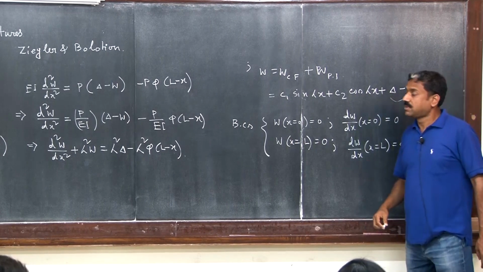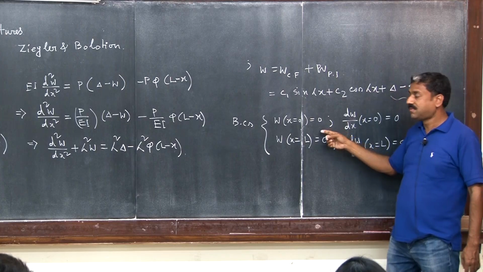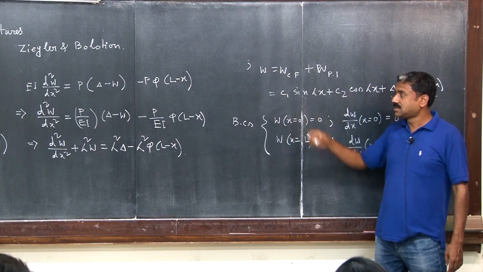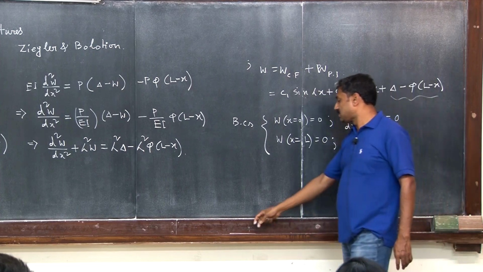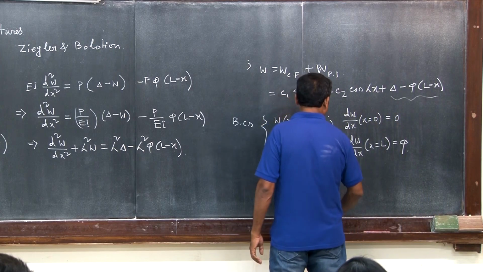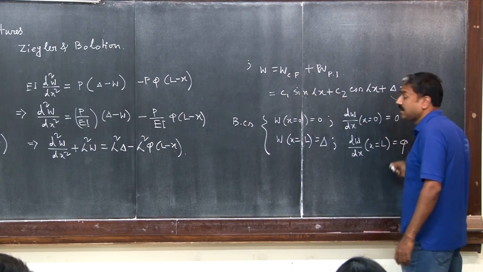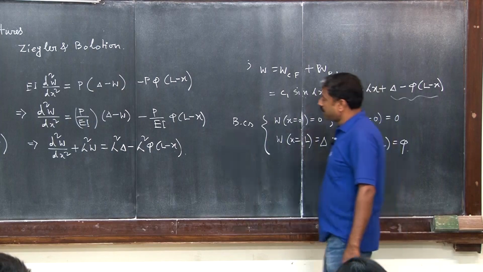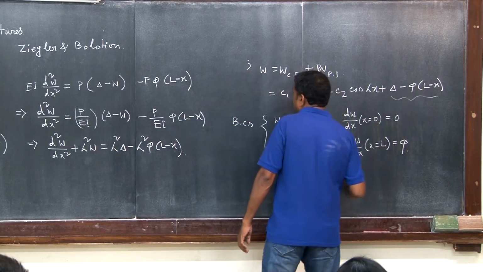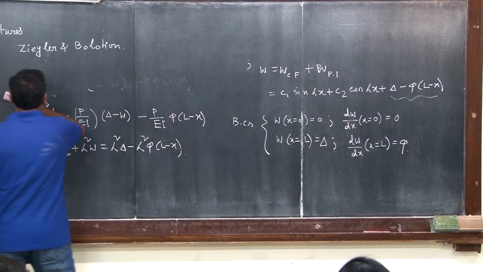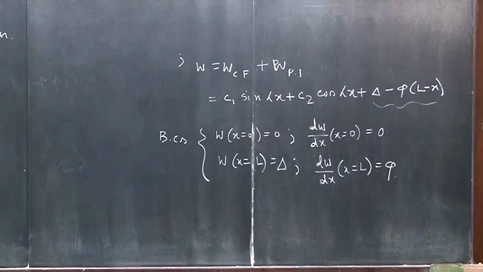And then we enforce the boundary conditions. There will be 4 boundary conditions: at x equal to 0, no deflection and slope is 0; at x equal to L at the end, the deflection is delta and the slope is phi. Now if we enforce all of these, you will see there are C1, C2, delta, and phi, right. So let us enforce this and obtain 4 equations. Let me write down the equations.